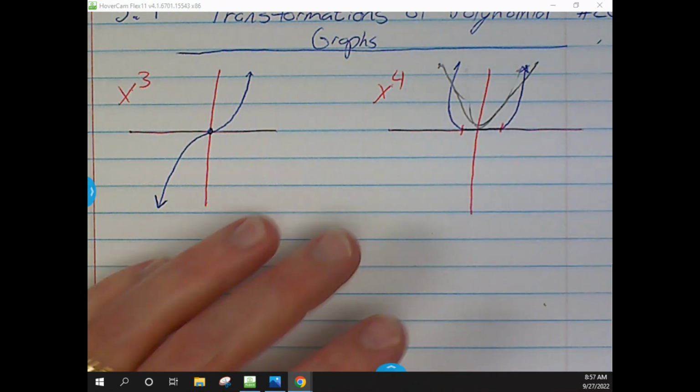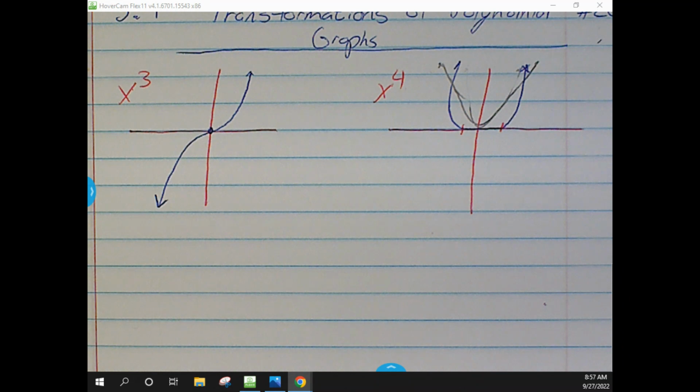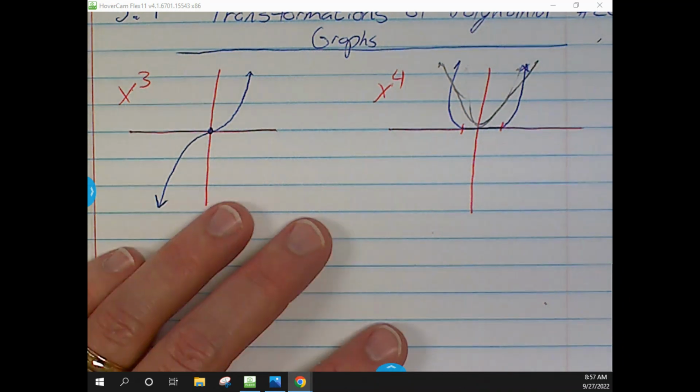And again, it's not the best graph in the world. I kind of messed that one up a little bit. But that's kind of the idea of what you want to think about as far as where it goes there.